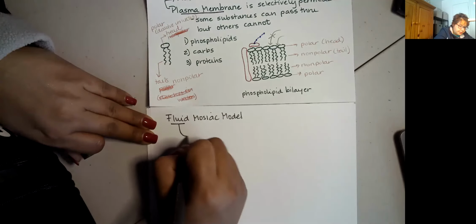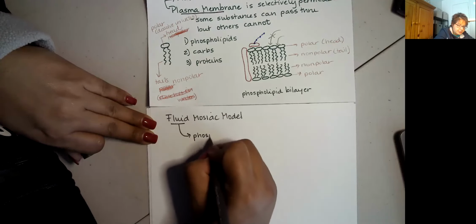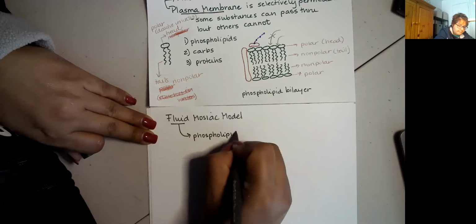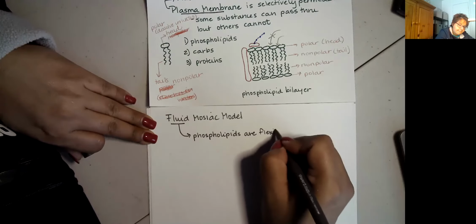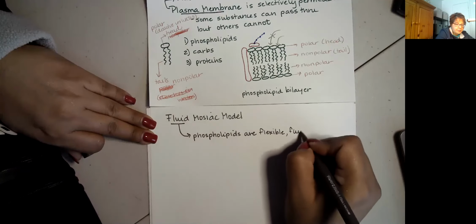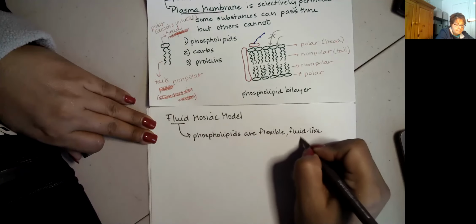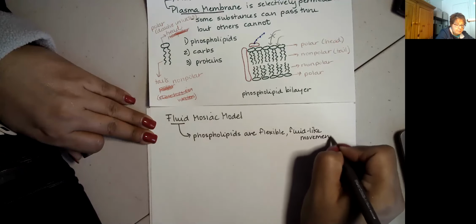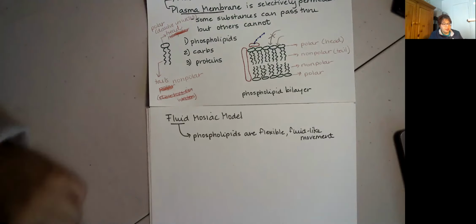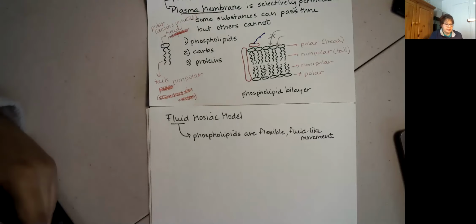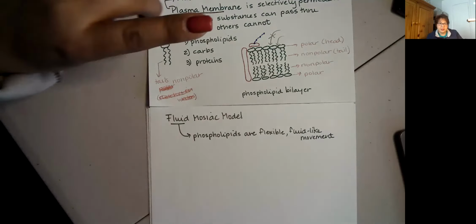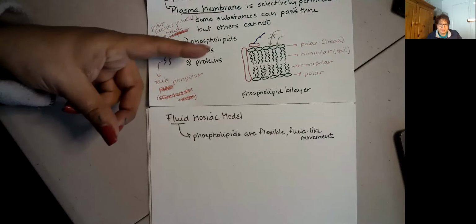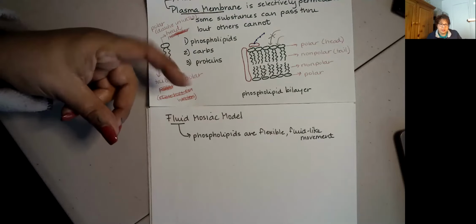they get the word fluid because the phospholipids are not stiff. They are flexible and they have fluid-like movement. So scientists don't imagine this to be a very stiff, solid structure. Instead, they imagine these tails are constantly moving around. I don't know if you can see my fingers, but they're constantly moving around. They have some flexibility to them. They're in motion all the time.